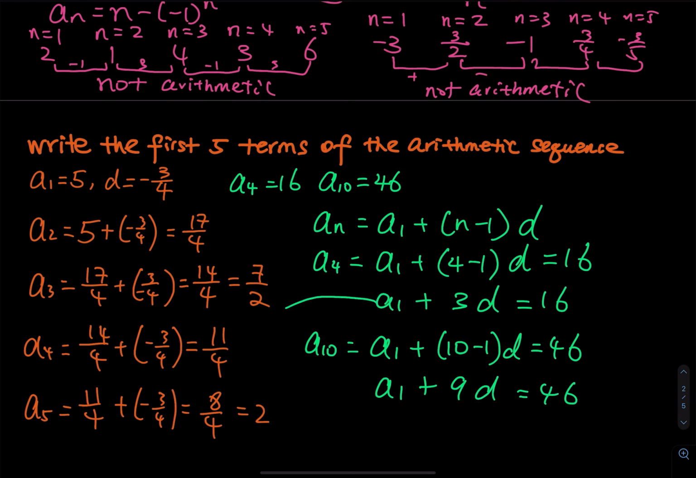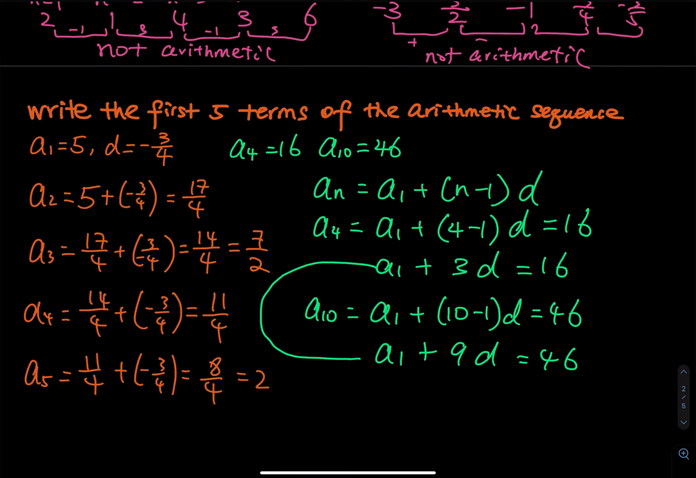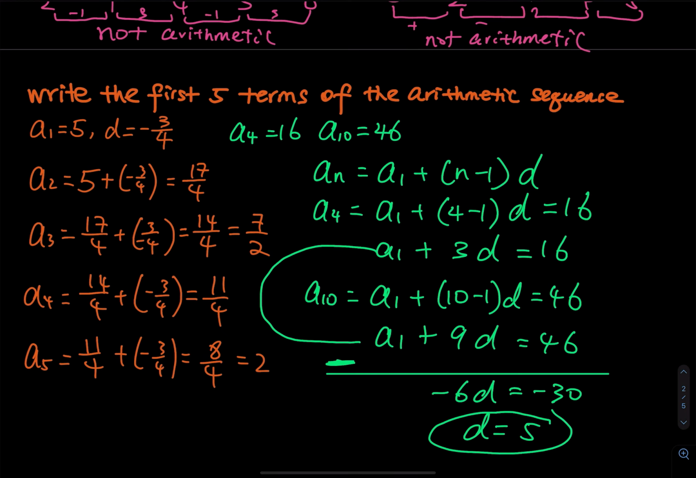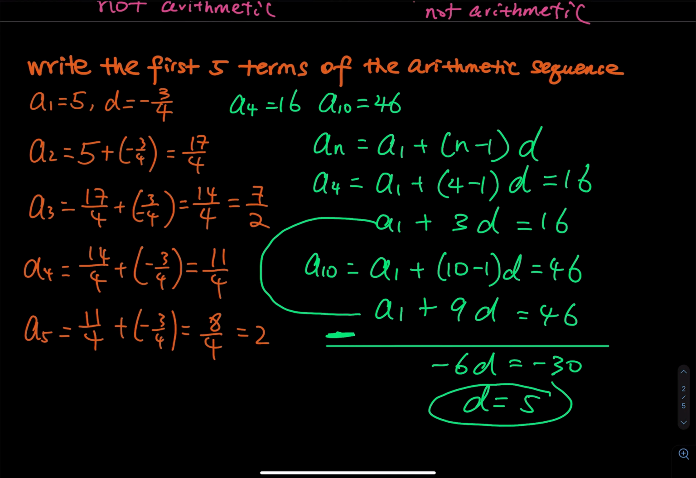Do you see this, that we have two equations right here? Two equations. Each equation has two variables. You have learned how to solve a system of equations. What if I subtract them? Then a1 minus a1, subtract them. a1 minus a1 is gone. 3 minus 9 is equal to -6. And then 16 minus 46 is -30. As a result, d is equal to positive 5. Then there we go. Now I have the common difference.